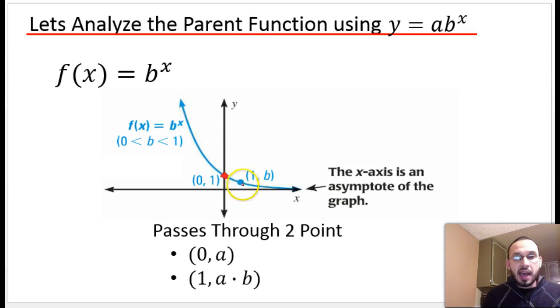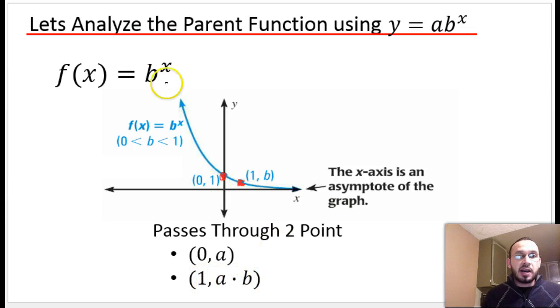There it is, and our point when x is equal to 1. So when x is equal to 1, there it is. And our y-intercept, there it is. Again, the two most important points that I care about are my y-intercept, (0, a), and when x is equal to 1, (1, a times b).